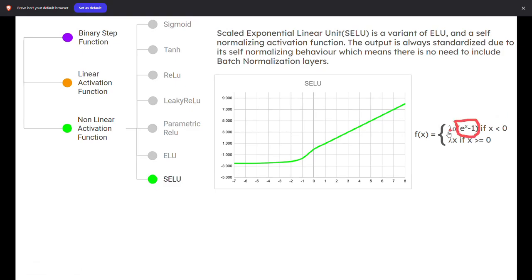So what is the addition here? The addition is the alpha in both cases, and lambda here. The alpha value is nearly equal to 1.6732. And what is the value of lambda? The lambda value is nearly equal to 1.0505.